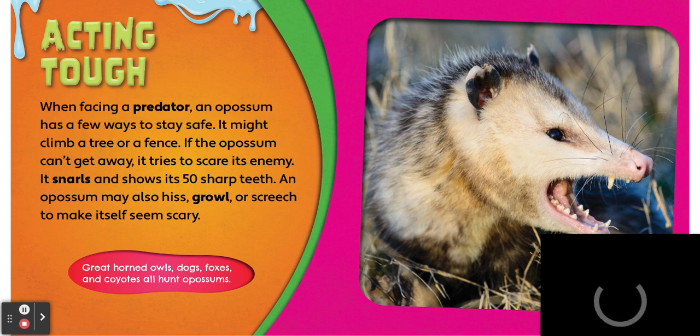All right, we got this big pink circle. What is it called? And how does it help the reader? Yes, it is a caption and it talks about the picture. Great horned owls, dogs, foxes, and coyotes all hunt possums. So now we hear these are the predators. Owls can get them, dogs, foxes, coyotes.